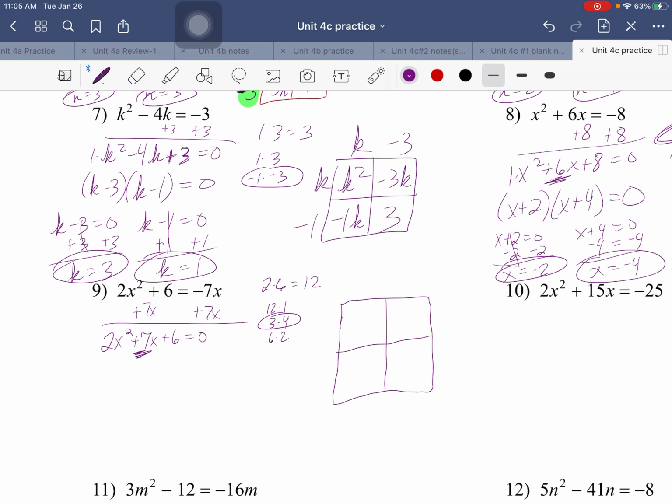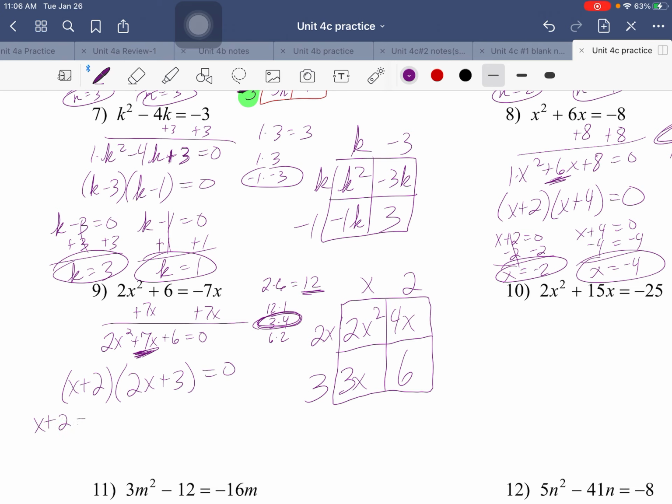As long as whatever multiplies to the 12 adds up to the B, you can stop there. So first term top left, last C term bottom right, and we have 3x and 4x. Bottom row GCF, top row GCF, first column GCF, last column GCF 2. So I have x plus 2 and 2x plus 3.